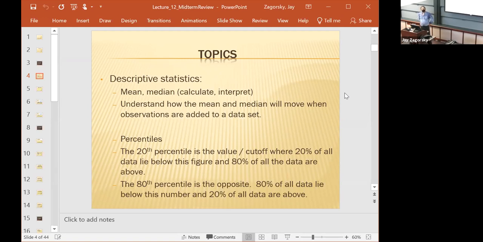Last but not least, if we're thinking about income, a couple of years ago, there were the top 1%ers. Who are the top 1%ers? Well, what is the income or wealth value to be above 99% of all other people in the world?